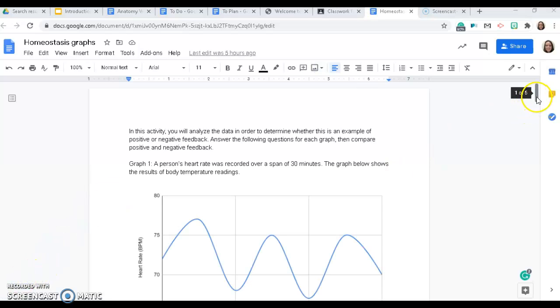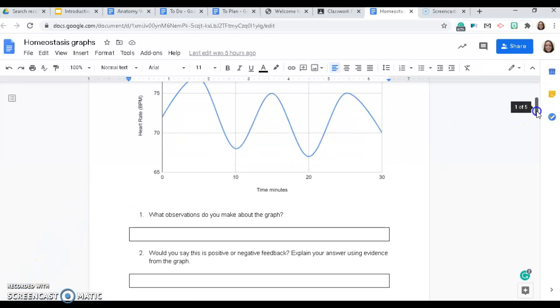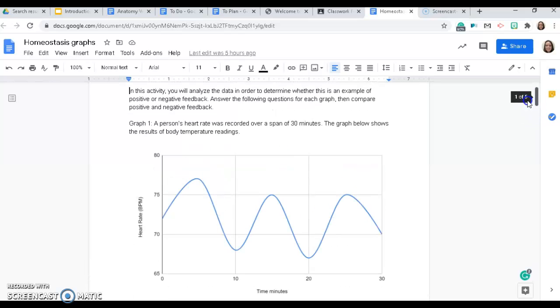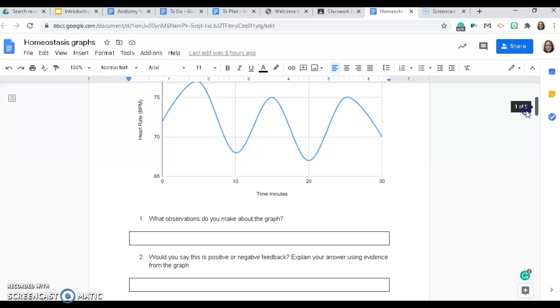So overall, there are 4 graphs, and there are 2 to 3 questions about each graph. I'll make some observations and then tell me whether you think it is positive or negative feedback, and explain your answer using evidence from the graph. You have to tell me what is happening in the graph.